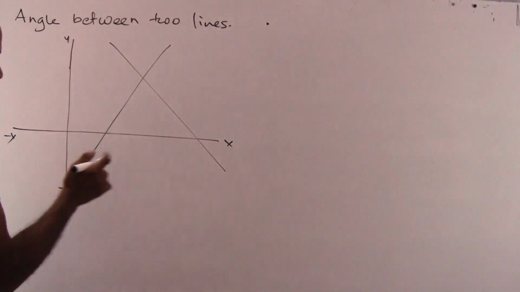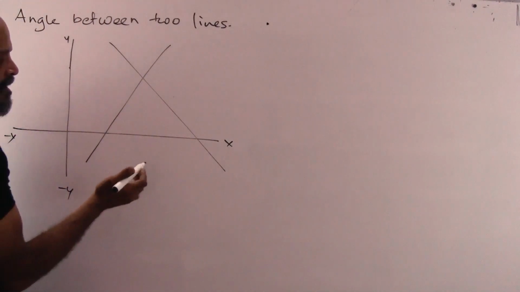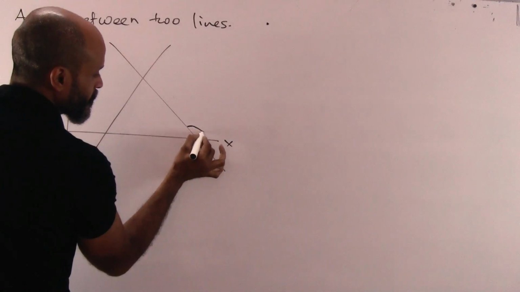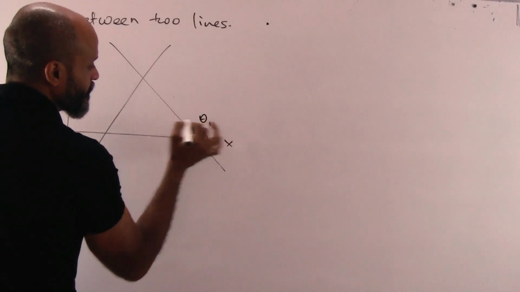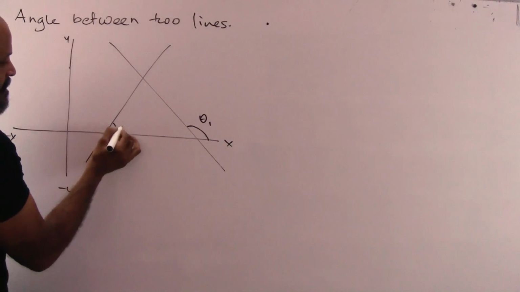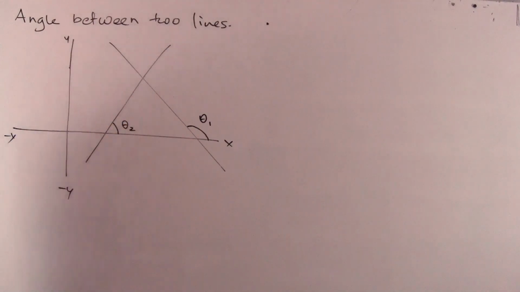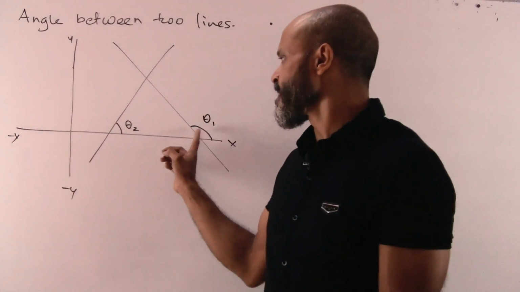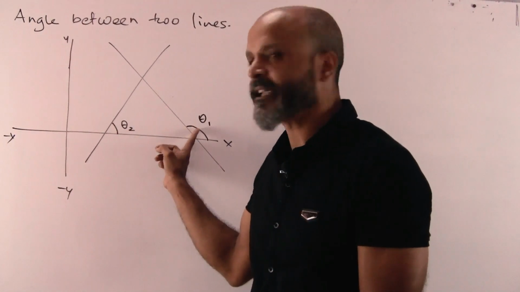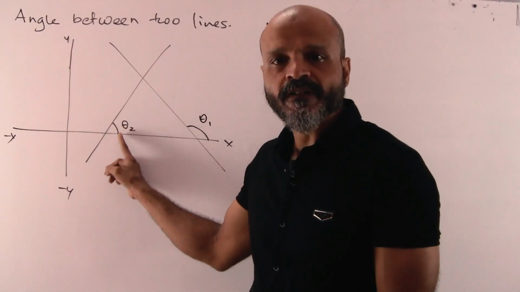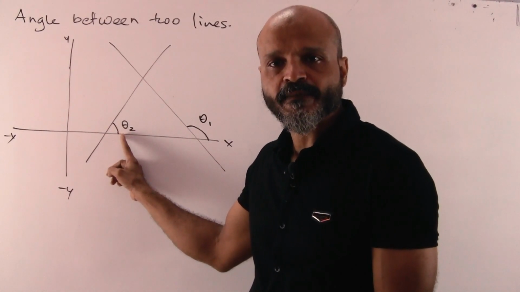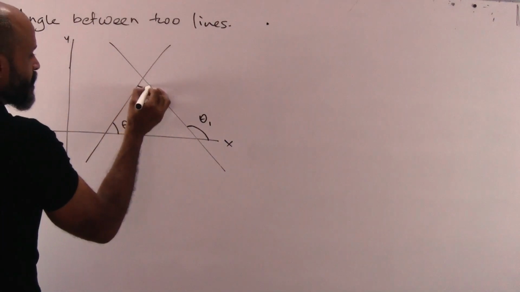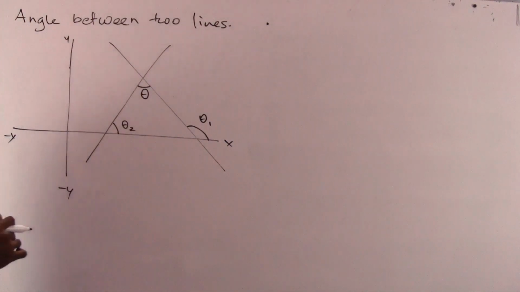Now, when we consider the slope of this line, let's say the angle is theta 1, and this other angle is theta 2. So these are two lines with the positive direction of the x-axis. One line is making an angle of theta 1 with the positive direction of the x-axis, the other line is making an angle of theta 2. Now obviously between these two, the angle will be theta.